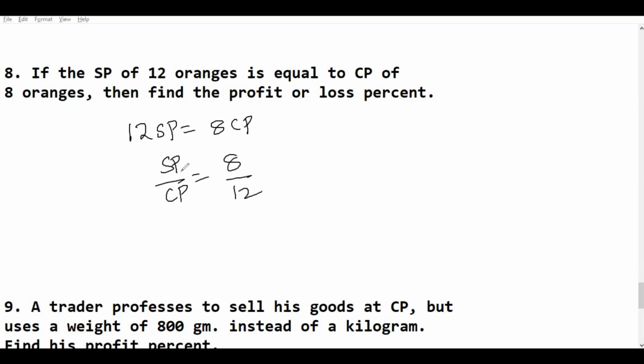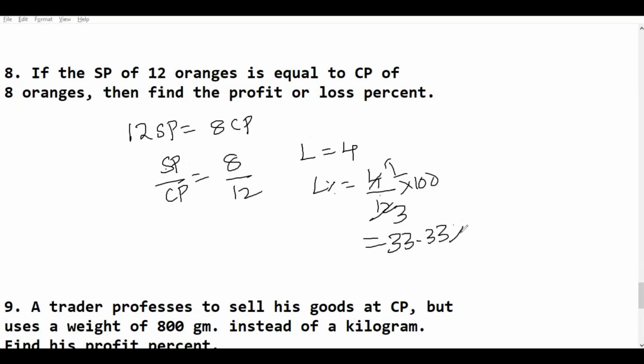Done. Your cost price is 12. Your selling price is 8. So you are in loss. Loss of how many? 4 rupees. Loss percentage is loss by CP. What is CP? 12 into 100. So 4 ones are 4, 4 threes are 12. What is 1 by 3? 33.33%.